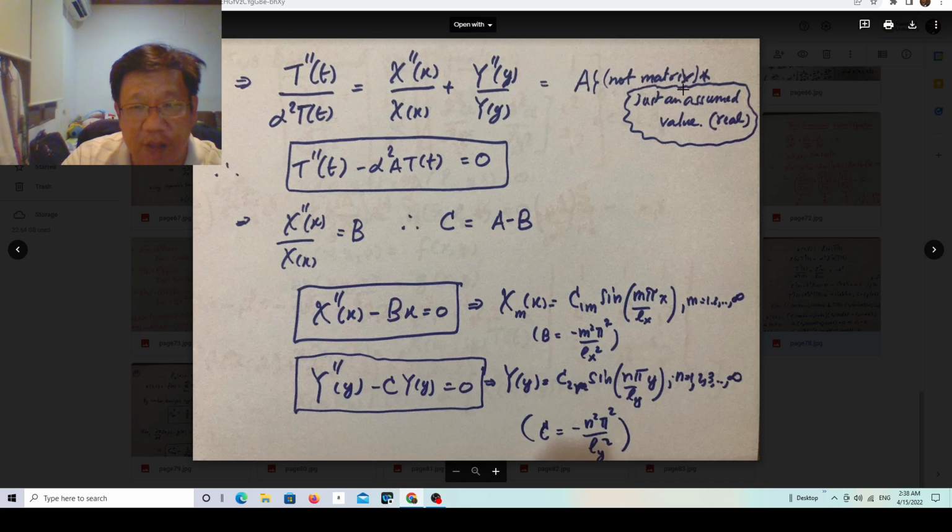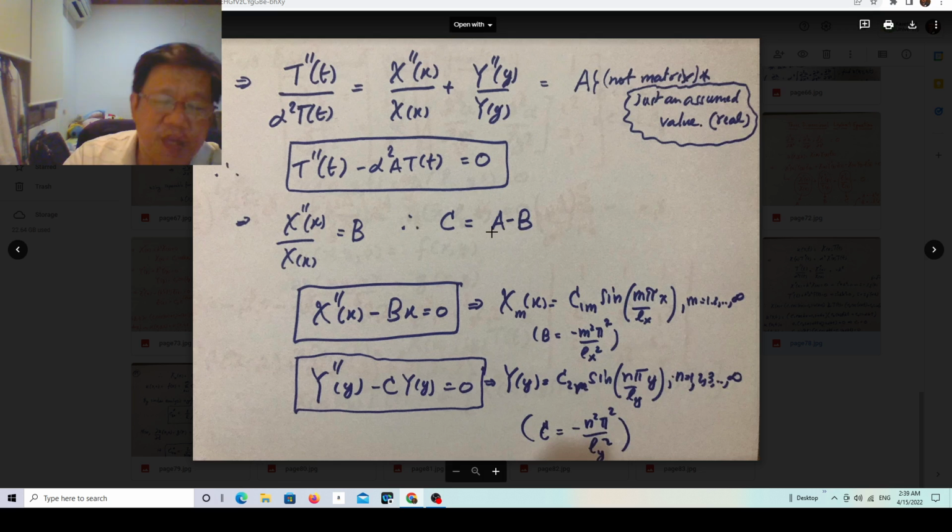Remember that a now is not the matrix. It's just an assumed value, it can be a real value, and it's going to rely on some parameter, as you have seen in the previous analysis. So with this parameter a, when you set the left hand side equal to a, you get this second order equation. And then if you assume that the ratio of the second derivative of capital X divided by the original function of x is equal to b, therefore c has to be equal to a minus b.